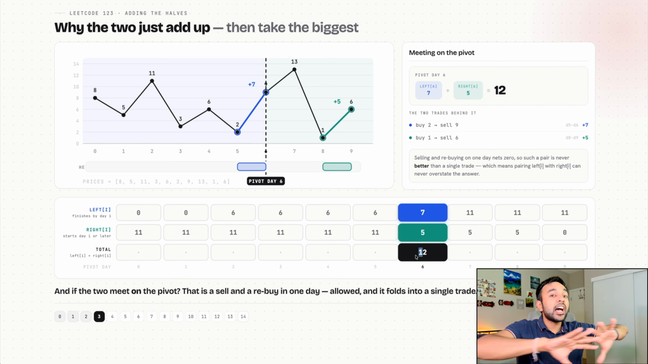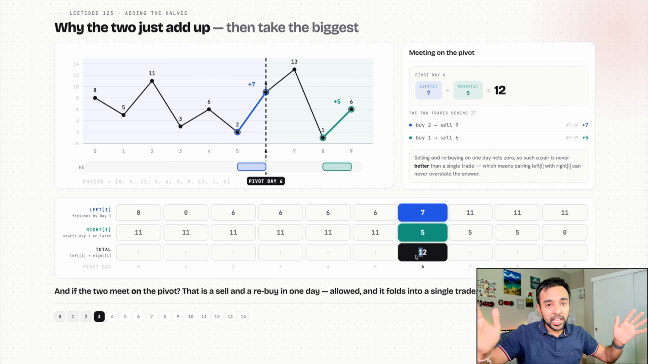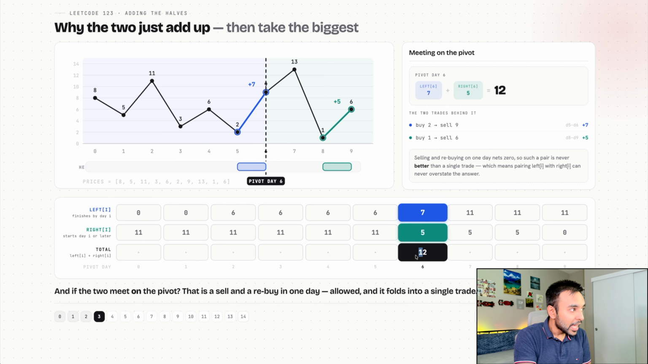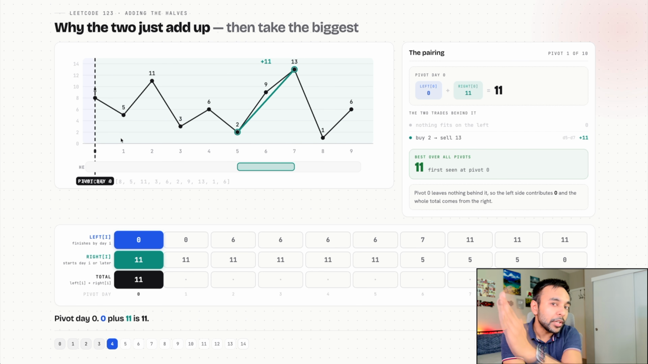Now, if I have to determine the maximum profit throughout my array, this divider can move along. So that is exactly what I do. I now iterate my divider upon each value. When my divider is over here, on the left, I don't have anything. So the profit is 0. On the right, I have this complete array. So I can book a maximum profit of 11. So the total sits 11 over here.